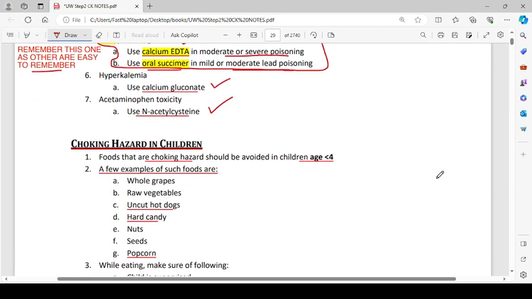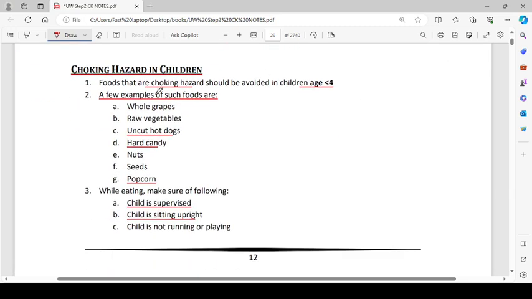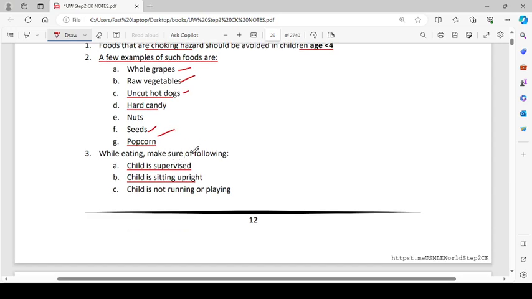Then choking hazards in children. Foods that are choking hazards should be avoided in children less than 4 years. A few examples are whole grapes, raw vegetables, uncut hot dogs, hard candy, nuts, seeds, and popcorn. While eating, make sure the child is supervised, upright, and not running or playing.